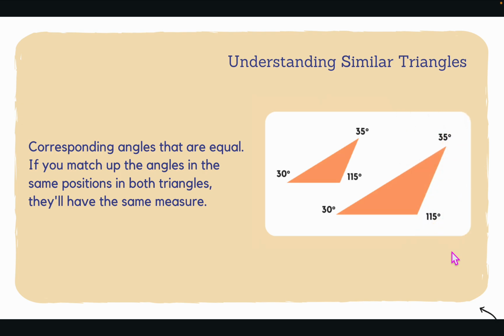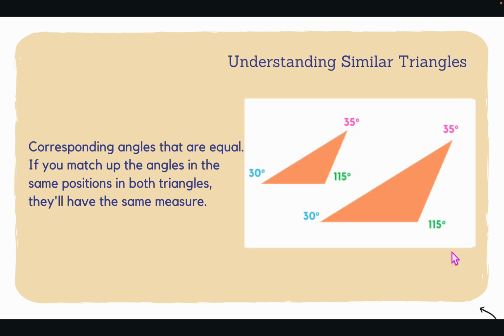Similar triangles have corresponding angles that are equal. If you match up the angles in the same positions in both triangles, they'll have the same measure. For example, 115 degrees and 115 degrees. On further inspection, I can see that all corresponding angles are indeed equal.